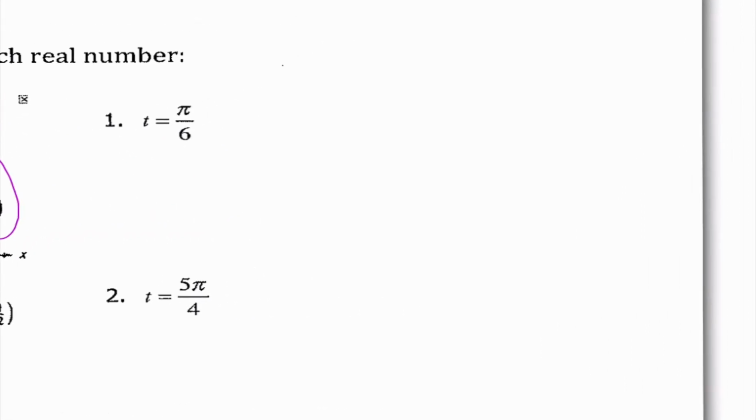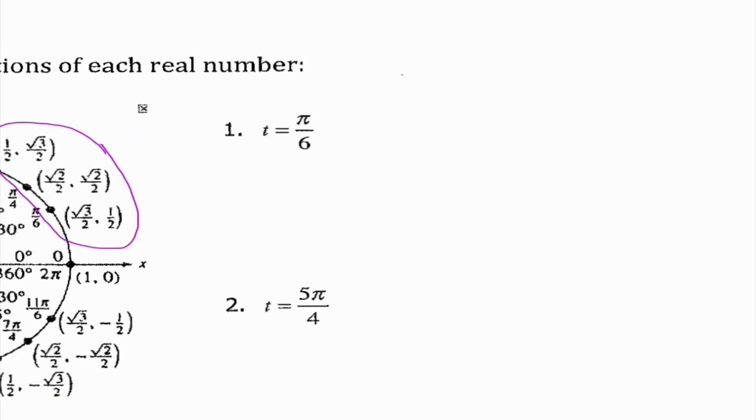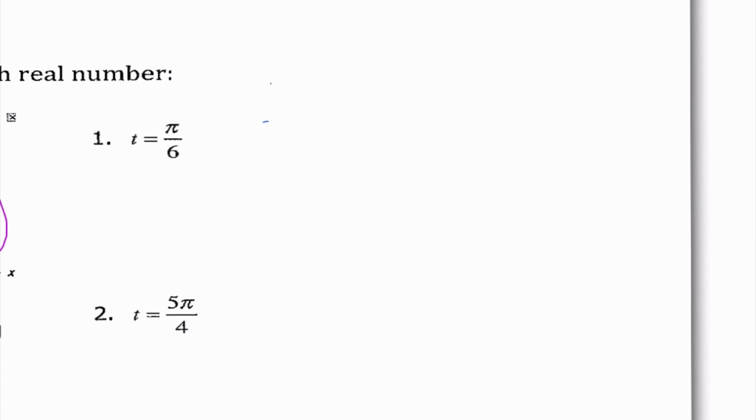So today's going to seem super easy because we have those values in front of us. It gets a little bit tougher when we have to have them memorized. So number 1 says t equals pi over 6. So first thing I'm going to do, if we look on our graph here, pi over 6 has an ordered pair of radical 3 over 2, 1/2. So I'm just going to go ahead and write radical 3 over 2, 1/2, just to remind me what I'm doing.